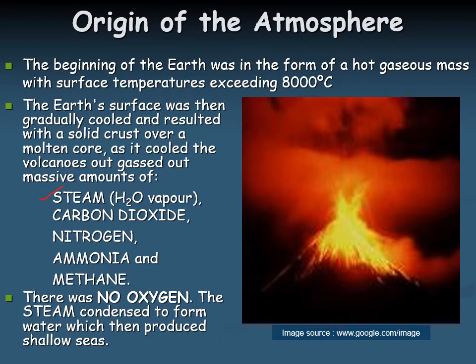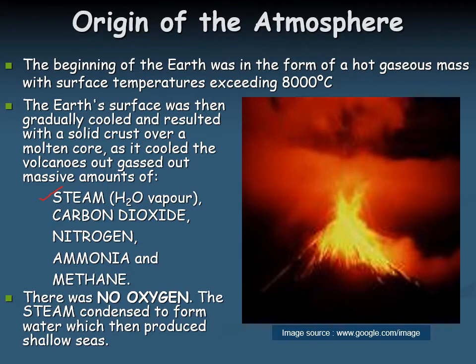Now, if we look at the composition of the primordial earth, that is the gaseous composition of the atmosphere of the primordial earth, all the gases were toxic and there was no free oxygen.